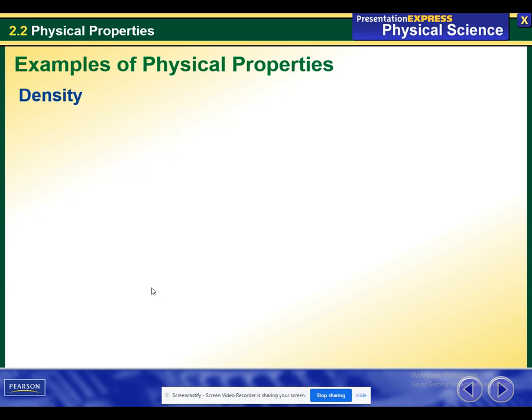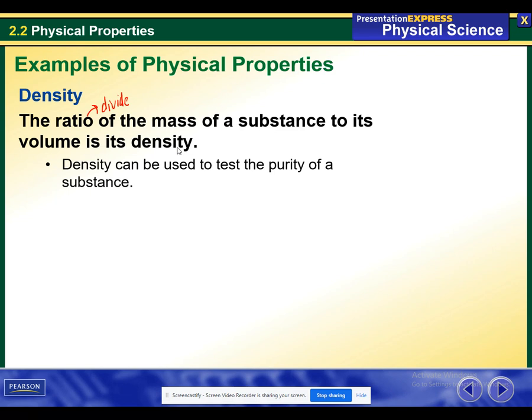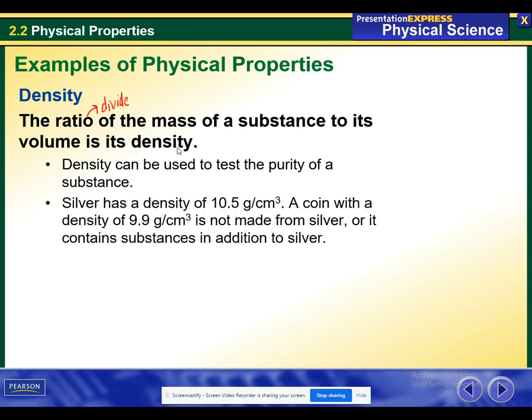And the last physical property that we're going to talk about is density. Density is the ratio of the mass to its volume. You've seen this definition before when we covered section 1 with SI units. So ratio means to divide. So we're going to divide mass by volume to get density. Density is actually an important property because it helps you test the purity of a substance. So how pure of a substance do you have?